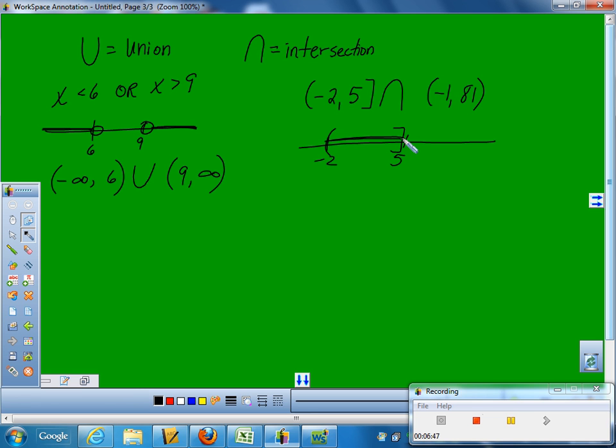Once again, the beauty of the interval notation, I know it's a parenthesis to a bracket. And then I know the next one's going to be -1 would be on this side, but above -2. Okay. So where are they intersecting? Where do you see the two overlapping? -1 to 5. Yeah, -1 to 5. There you go.